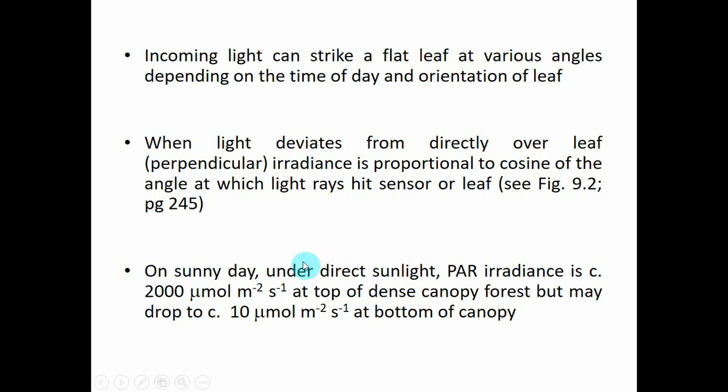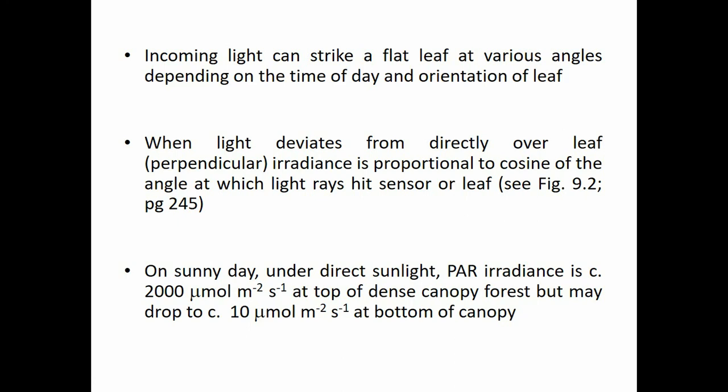So on a sunny day, your photosynthetically active radiation is about 2,000 micromoles per meter squared per second. And this is a nice sunny day. This is what's on average, it can be higher, but that's around average for most plants. Whereas now, what this point is saying is that that's in full sun.